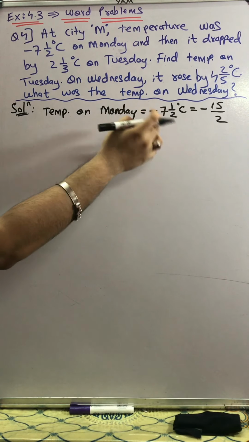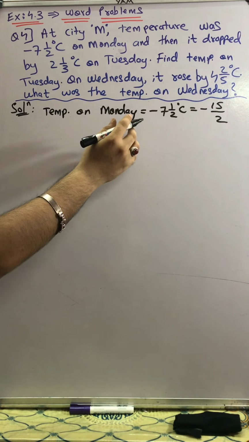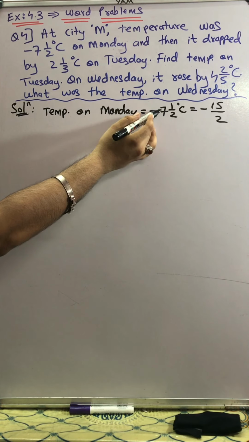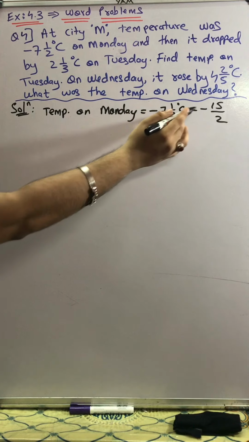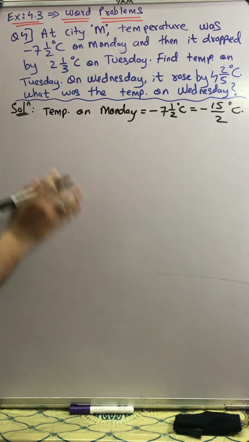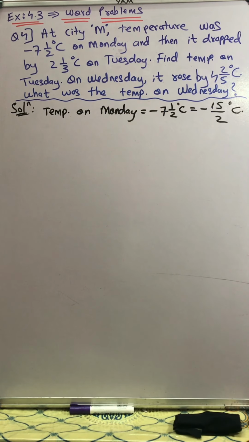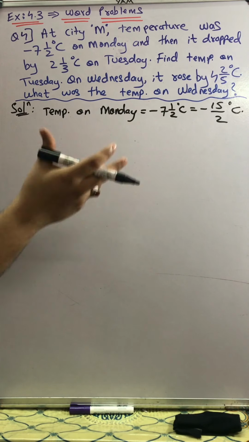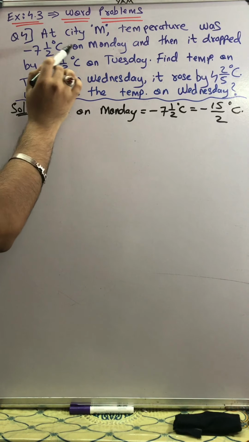Don't take the minus sign into the calculation when you are converting a mixed fraction into a fraction. 2 sevens are 14, 14 plus 1 is 15, the denominator 2 remains as it is, and the minus sign is copied as it is. So the temperature on Monday is -15 upon 2 degrees Celsius. No need to convert the intermediate answers into exact decimal form. Keep them in fractions only.